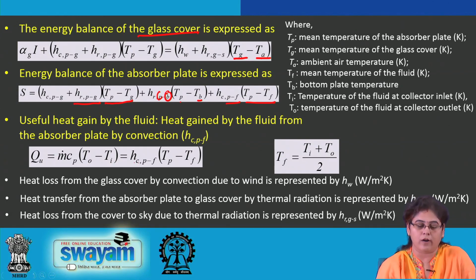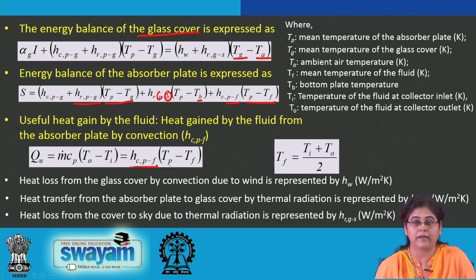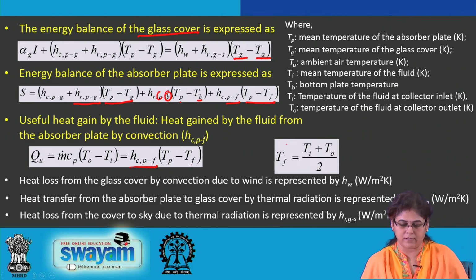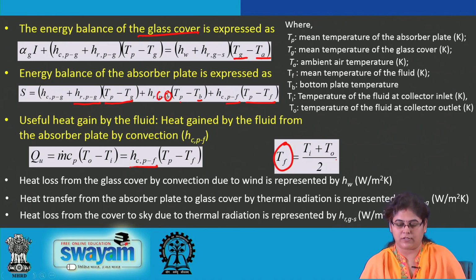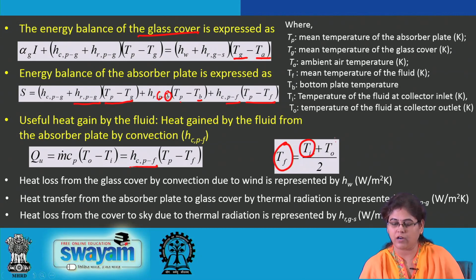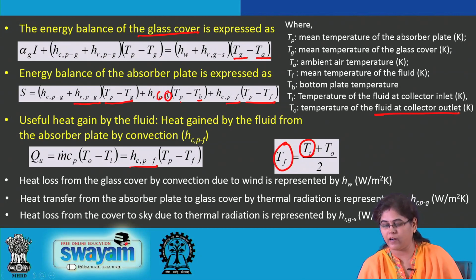That is nothing but equal to the convective heat transfer coefficient between the plate and the fluid into Tp minus Tf, plate temperature and fluid temperature. This Tf, that is the fluid temperature, can be calculated as the average of inlet and outlet collector temperatures. Ti is the inlet collector temperature, To is the temperature of the fluid at the collector outlet.